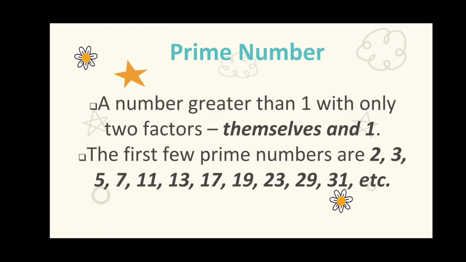So for example, number 2. So ang factors lang niya ay 2 and 1. Kasi 2 times 1 or 1 times 2, you will get 2 as your product. So ibig sabihin, ang factor lang niya ay 1 at sarili niya. Same case lang ito sa 3, 5, 7, and so on. So those are prime numbers.